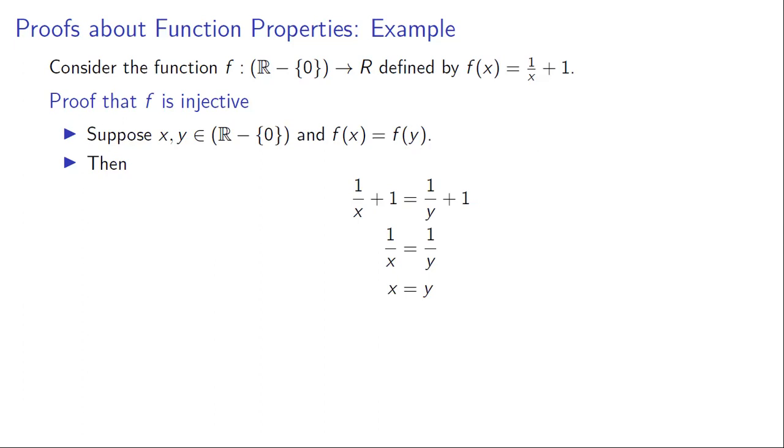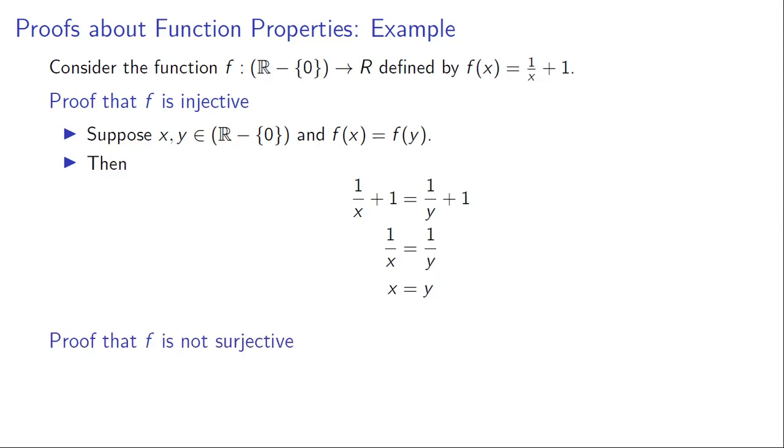So what did we do? What we've done here is we said, by supposing that f of x is equal to f of y, we have shown that x must be equal to y. So we proved that this function is injective, right? More technically, what we've done is we proved the contrapositive of the injective property, but that's equivalent to proving the injective property itself.